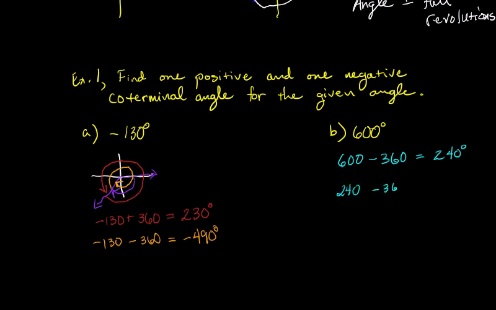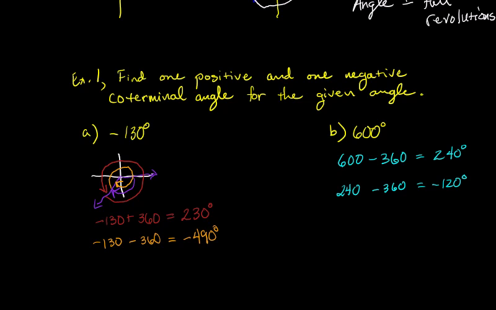And then we have 240 minus 360, and I'm going to subtract again because now I'll get a negative number. Hopefully everybody's okay with me saying negative 120. So with that said, you have a positive and a negative coterminal angle. If you're curious about where they are, hopefully you can recognize that those would be in the third quadrant.